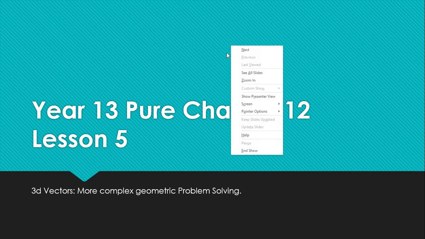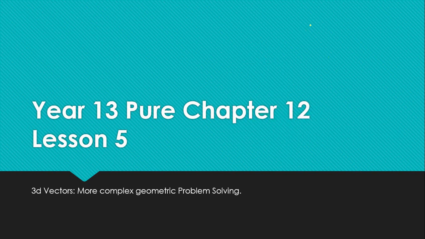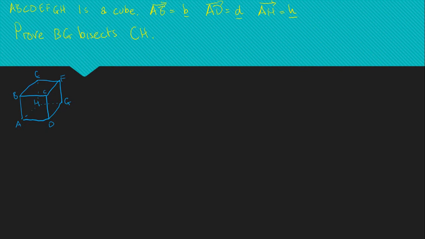Hey team, this is chapter 12, lesson 5, and today we're going to be learning to solve more complex geometric problems with 3D vectors. This is definitely interesting, but it's also extremely challenging, so let's get cracking with it. So what we've got is ABCDEFGH is a cube.